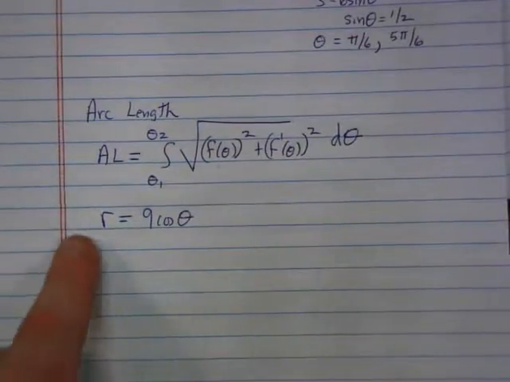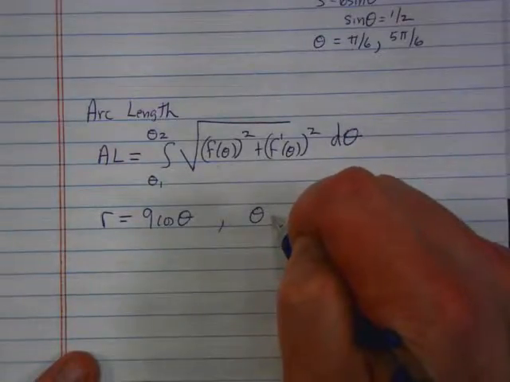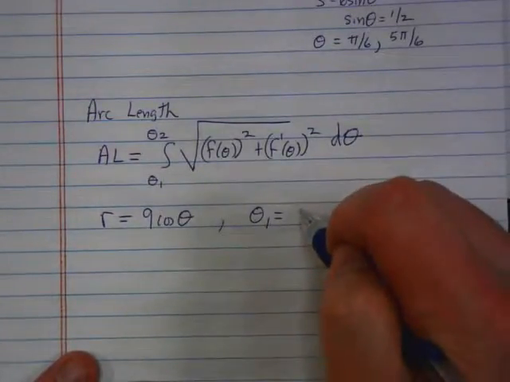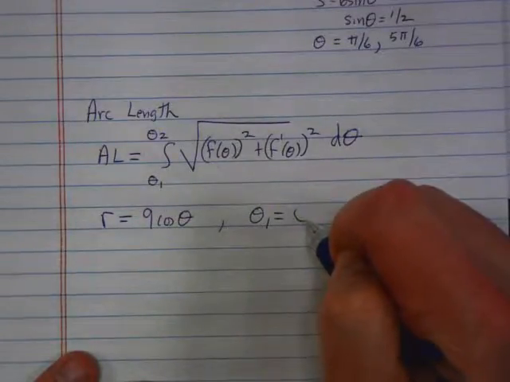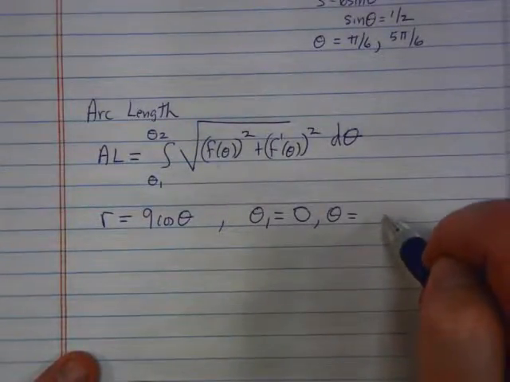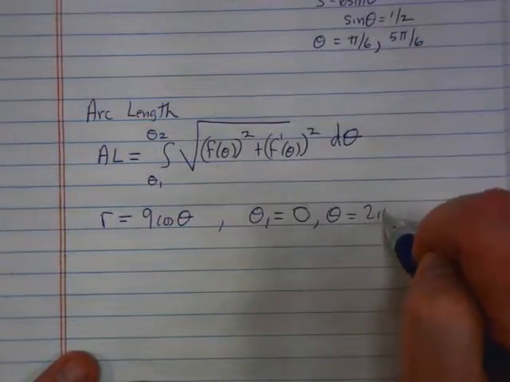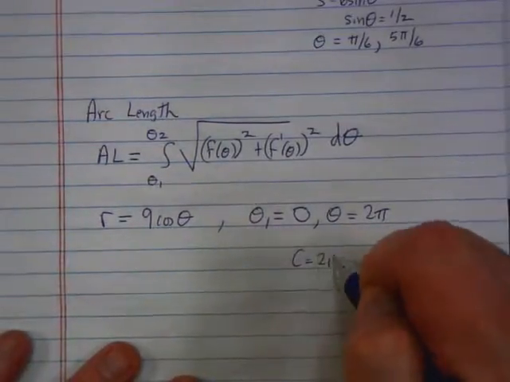All right, so if we had r equals 9 cosine theta, what values do we want to use for theta? Theta is going to go from 0. Where do you want to end? 2 pi. Why do I want to go from 0 to 2 pi? That's all the way around the circle. I should know what the arc length is. What's the arc length all the way around the circle? Circumference.